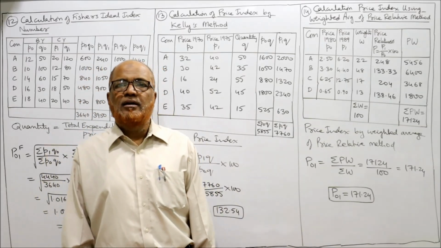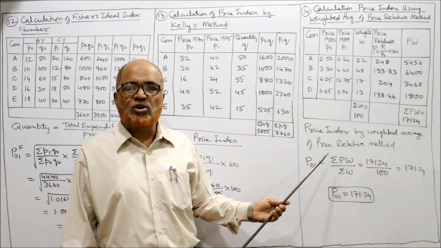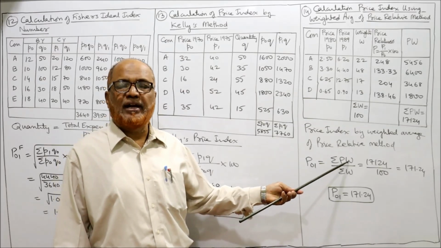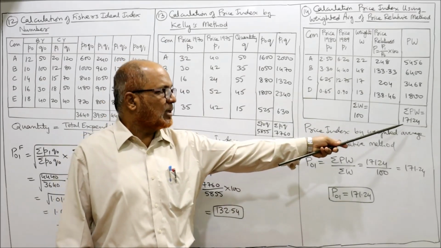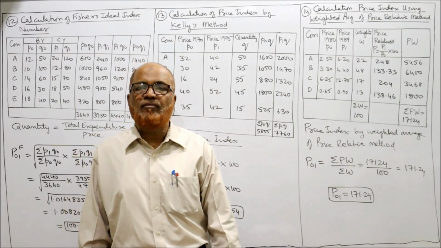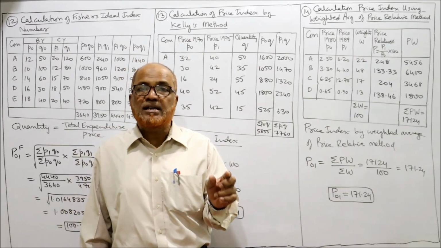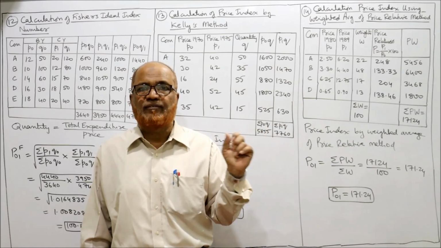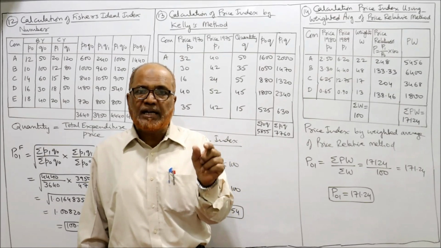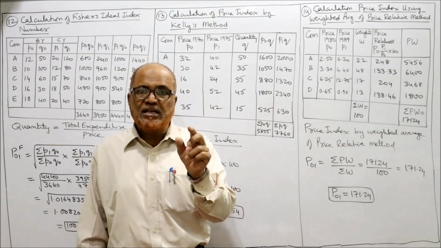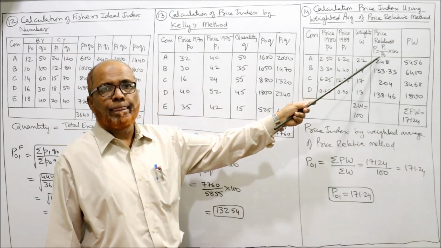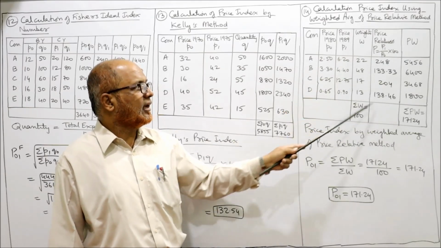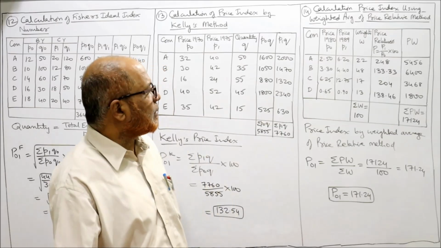Formula is very simple. The price index by weighted average of price relative by arithmetic mean. P01 is equal to summation PW divided by summation W. PW 17,124 divided by 100, 171.24. This is the price index according to weighted average of price relative. Remember this wording, weighted average of price relative. प्राइस रिलेटिव जब भी आएगा याद रखिए ये फॉर्मूला, और वेटेड एवरेज का मतलब ये दोनों को मल्टीप्लाई करेंगे P और W, टोटल कर लेंगे डिवाइड बाय W. दैट्स इट. सो वी हैव कंप्लीटेड प्रॉब्लम नंबर 14.